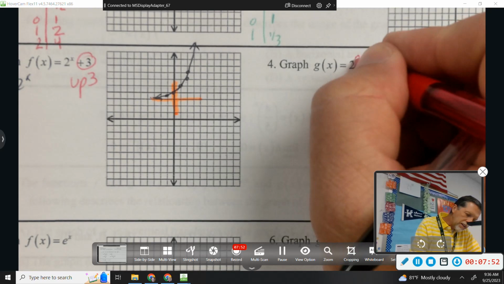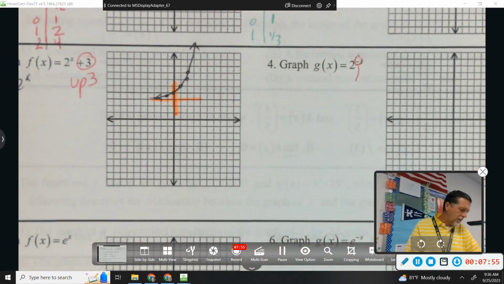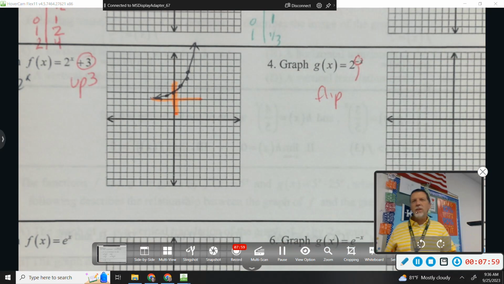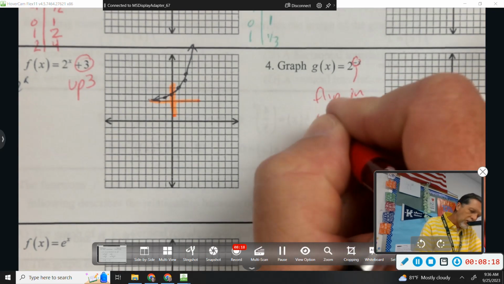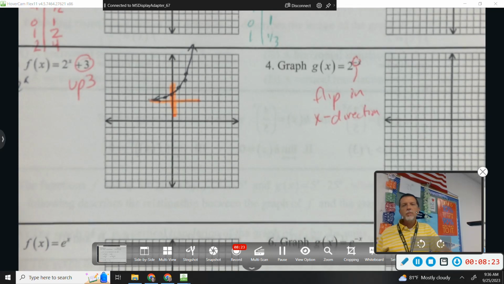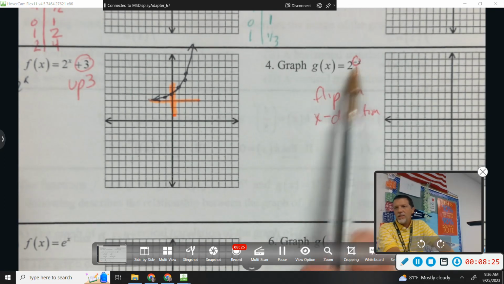All right, how about a negative on the x? What's that going to do? Flip it. Let's be a little more careful, though. Flip it which way? It's going to flip it over the y-axis. I would phrase it as flip it in the x direction. The negative's on the x. So yes, that's over the y-axis, but to me it's easier to say it flips it in the x direction because the negative's on the x.